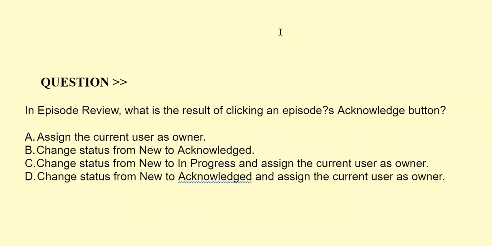In episode review, what is the result of clicking an episode's acknowledge button? Option A, assign the current user as owner. Option B, change status from new to acknowledged. Option C. Change status from new in progress and assign the current user as owner. Option D. Change status from new to acknowledged and assign the current user as owner.